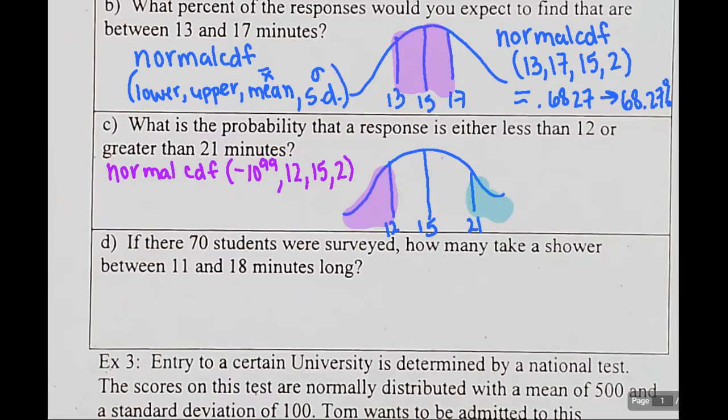I'm going to put that into my calculator. For the other piece, I'm going to put that also into my calculator. For this piece, I'm going to have a normal CDF. I'm going to write it below here. My lower bound is going to be 21. My upper bound is positive infinity, but I can't write positive infinity, so I'm going to say 10 to the 99. My mean is 15 and my standard deviation is 2. I'm going to put that into my calculator and get those answers.